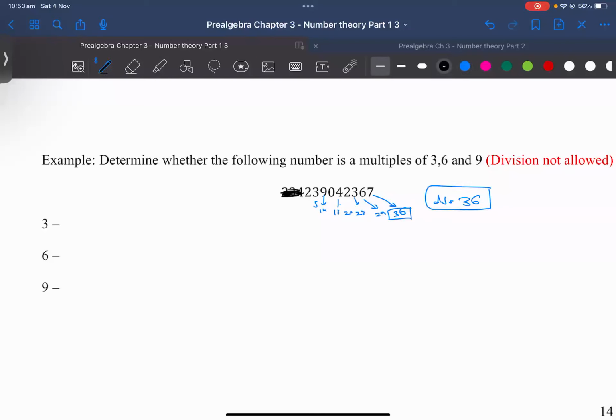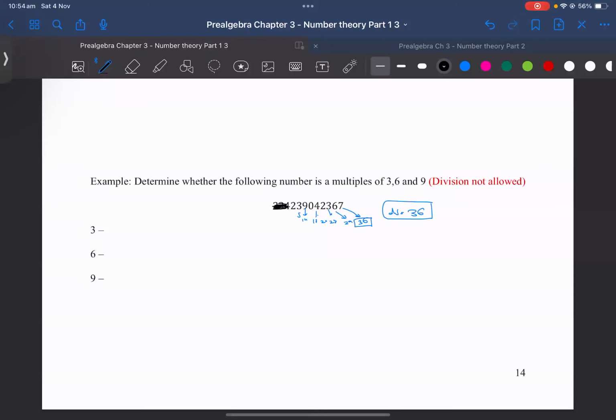If this is divisible by 3, is this number divisible by 3 then? We know the digit sum now. Anyone? It is divisible by 3. Yeah, very good, Sarah. 36 is divisible by 3. That means the whole number is divisible by 3, because 36 is divisible by 3.